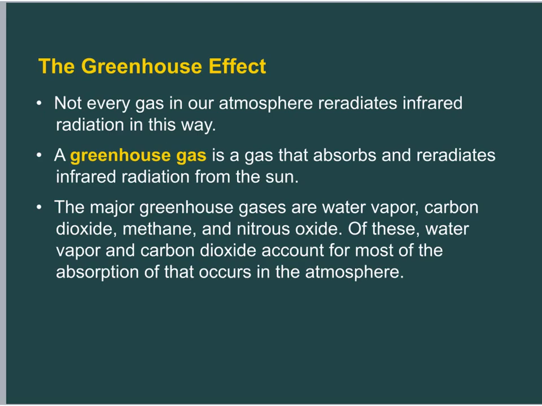A definition for a greenhouse gas is a gas that absorbs and re-radiates infrared radiation from the sun. All right, and infrared is a little fancier way of saying heat. So the major greenhouse gases are water vapor, carbon dioxide, methane, and nitrous oxide. Of these, water vapor and carbon dioxide account for most of the absorption that occurs in the atmosphere. We're doing a lab on that very soon. Or actually, we may have already done it. So you'll see exactly how much of each of these gases make up the atmosphere.